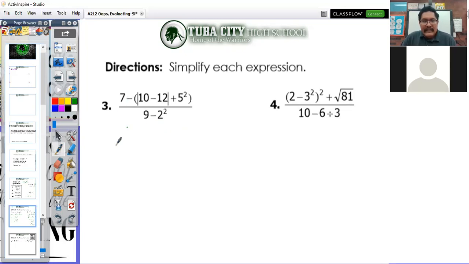So let's go ahead and get back to here. So 7 minus, now here I have a group with another group on the inside. If you have 2 groups, start from the inside and work your way out. So 10 minus 12. I end up with a negative number because I'm subtracting a larger number from a smaller positive number. Now again, there's a plus sign, so I'm going to work on this here too, and it shouldn't affect anything on the inside. So I got 25.